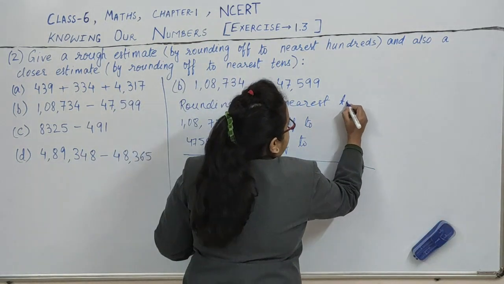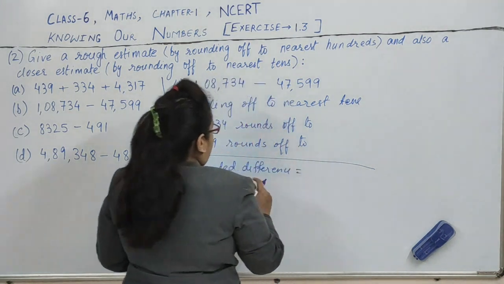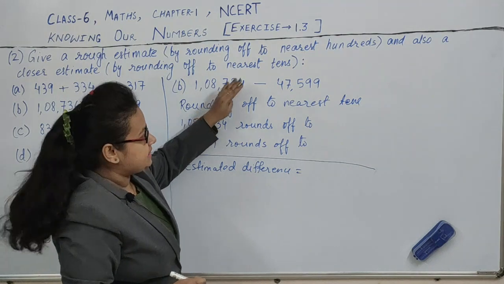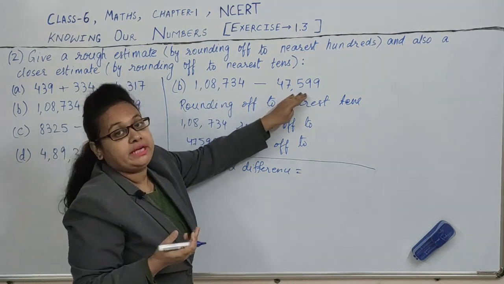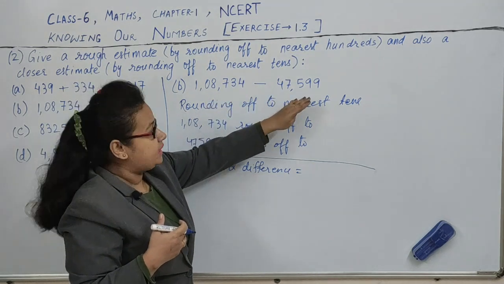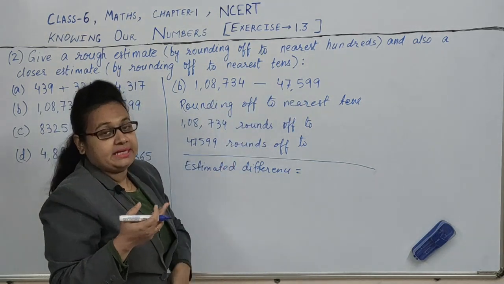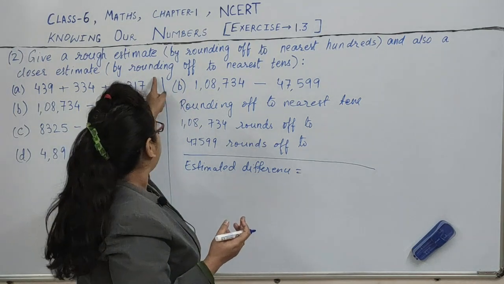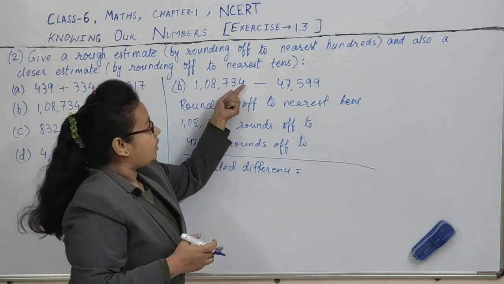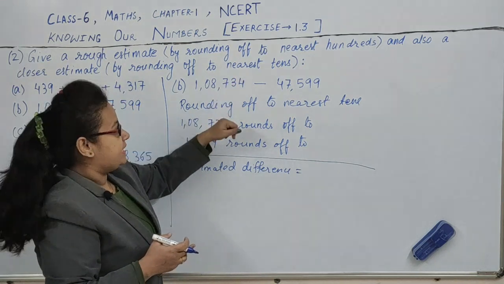Rounding off to nearest tens. Now this number has to be rounded off to the nearest tens, and this number also has to be rounded off to the nearest tens. After rounding off both the numbers, we will do the subtraction that will give the estimated difference when the numbers are rounded off to the nearest tens. But before that, we have to see how to round off the number to the nearest tens.